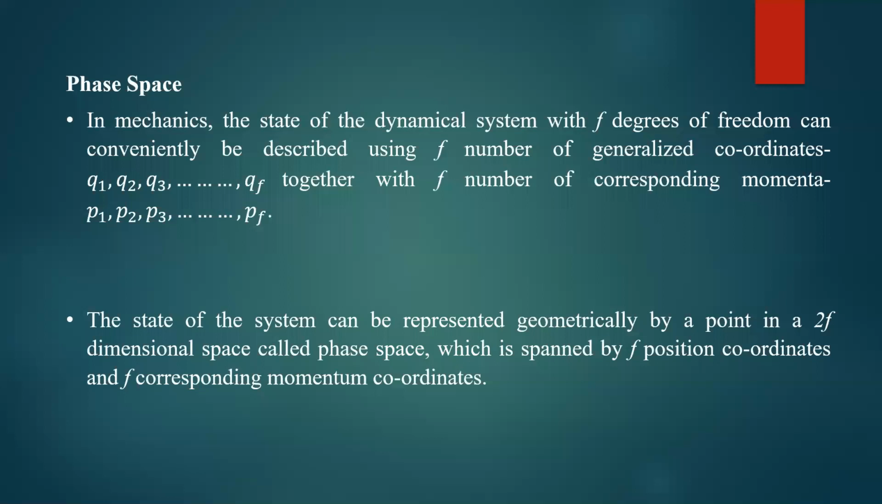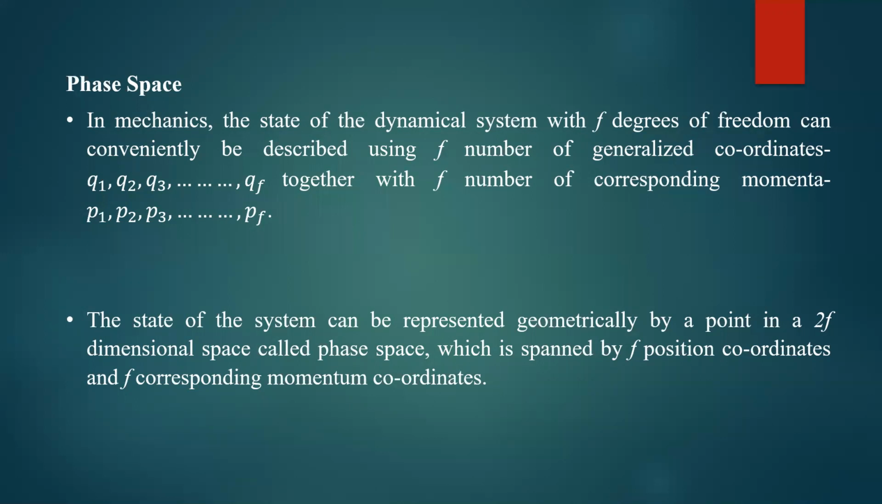So what do you mean by phase space? We'll consider first, in statistical mechanics, the state of the dynamical system with F degrees of freedom can be conveniently described using F number of generalized coordinates. Generalized coordinates means they are position coordinates. They can be represented as q1, q2, q3, and so on up to qF, where F is the number of degrees of freedom of the system.